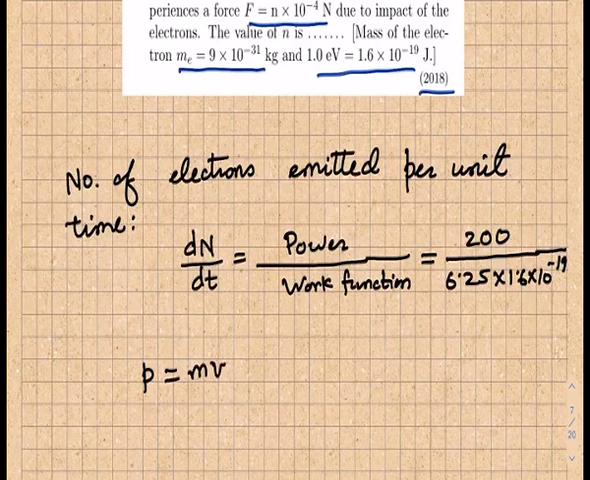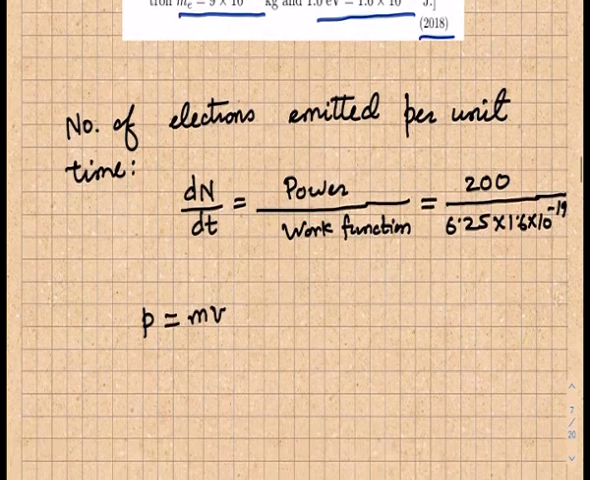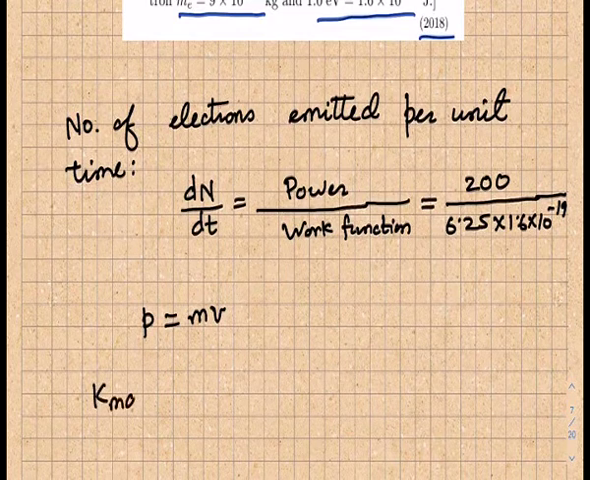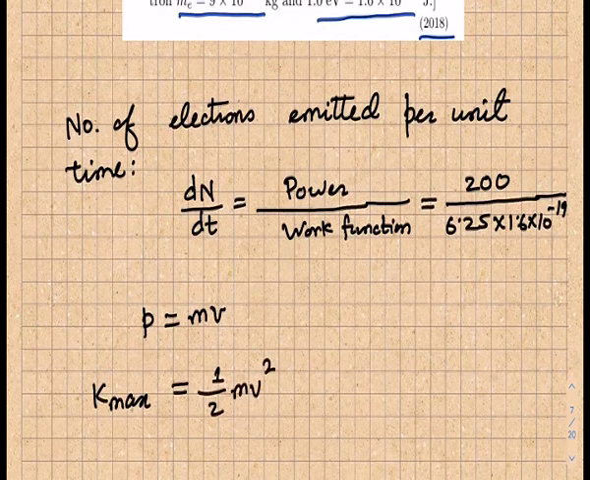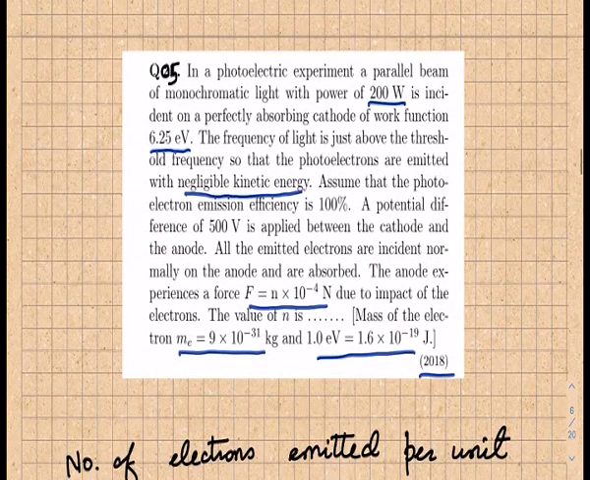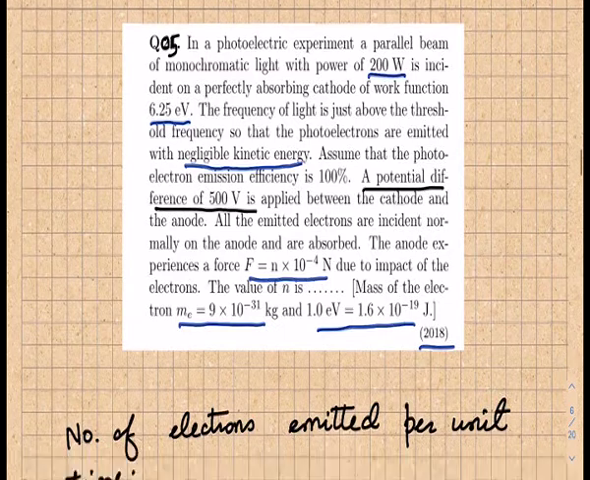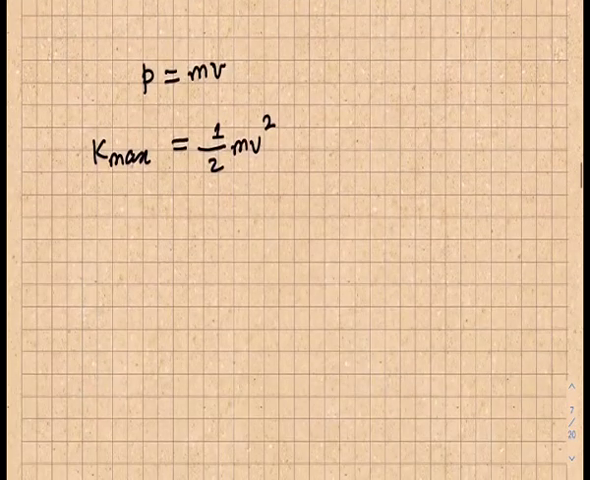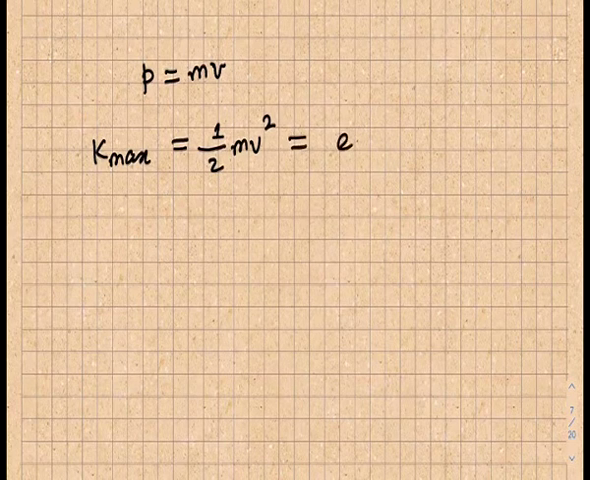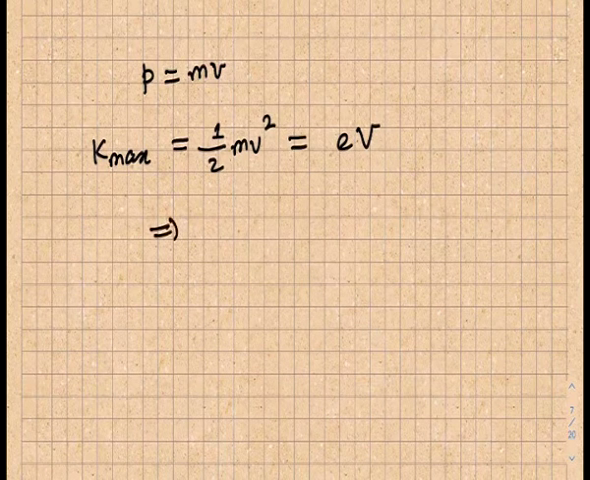But before that, I need to know the velocity. Okay, it's easy because I know that the maximum kinetic energy is half mv square. From here I can work it out. And what is given, maximum kinetic energy is the potential. You have to just find out the stopping potential. Potential difference of 500 volt is applied. So in terms of energy, it would be eV.